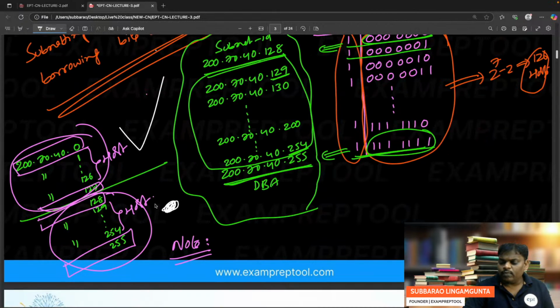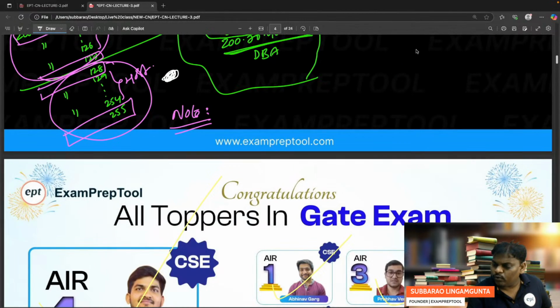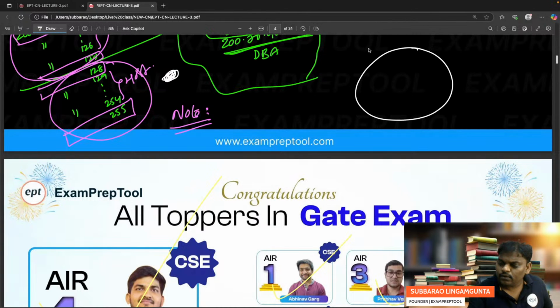I will write one more way also. Can you see this one? Please listen. 200.70.40, so this is the net. Before subnetting, it is the network ID: 200.70.40.0. See, the host part is 8 bits, all zeros. It is the net ID. Remember, this is the net ID.